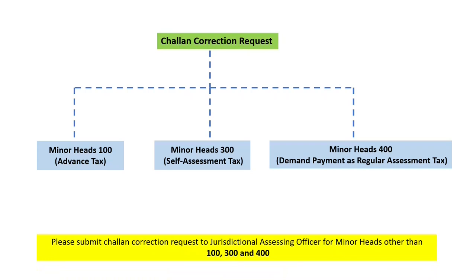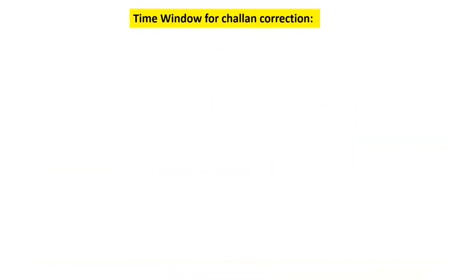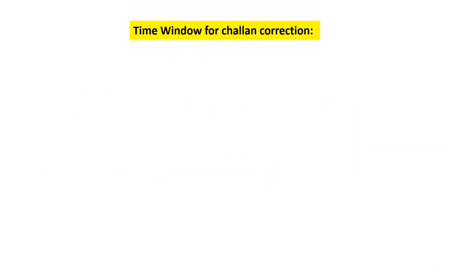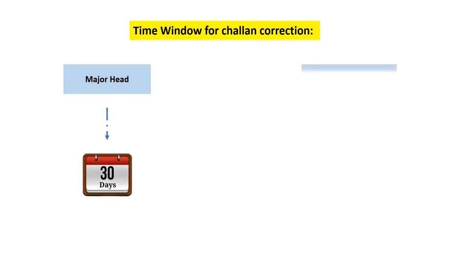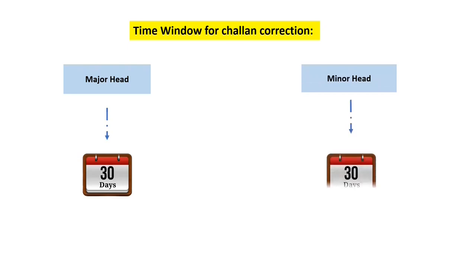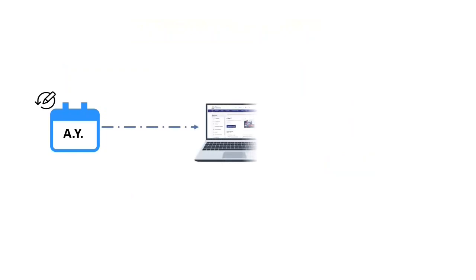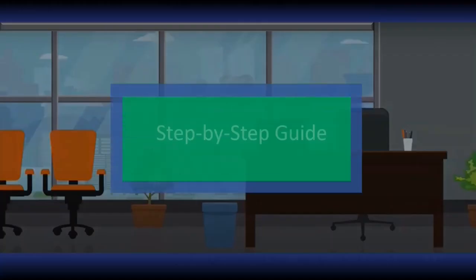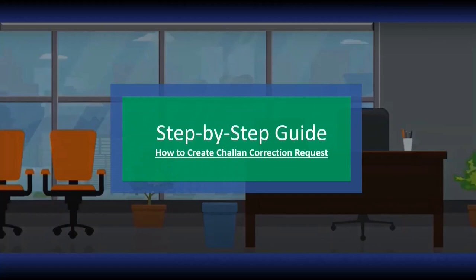It is also important to note the time window for Challan Correction. So if you wish to change the major head, that is tax applicable on the e-filing portal, you can change it within 30 days of challan deposit date. For changing the minor head, that is the type of payment, the time that is allowed is 30 days of the challan deposit date. For changing assessment year for any particular challan, you can correct it within 7 days of the challan deposit date.